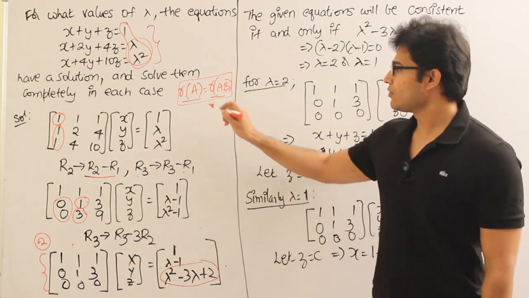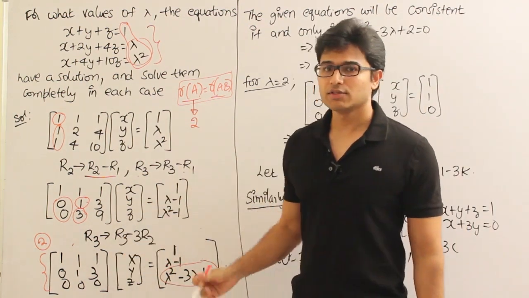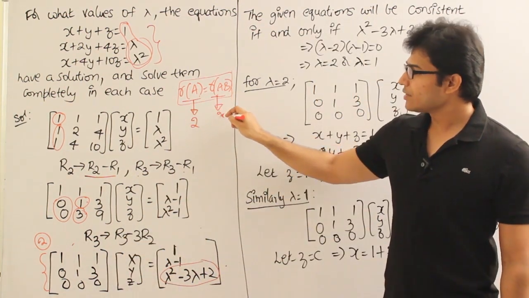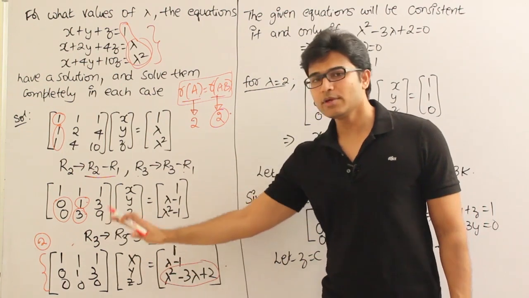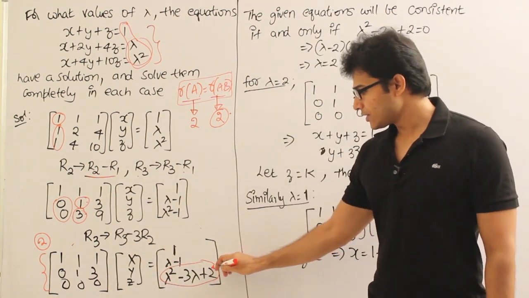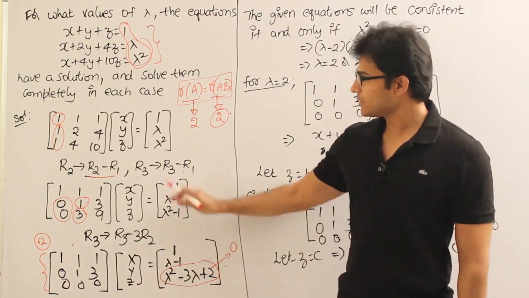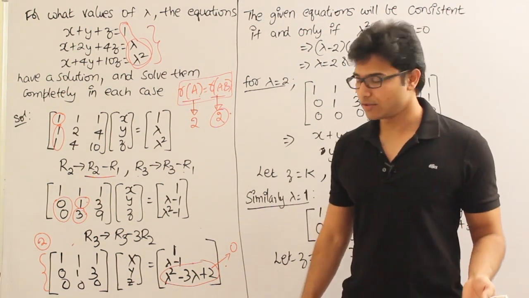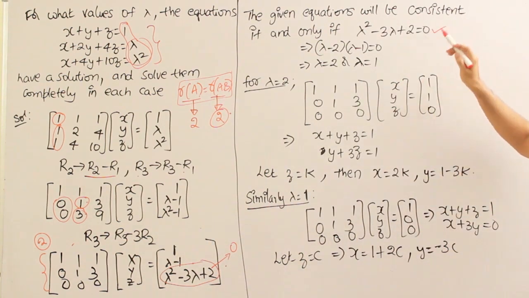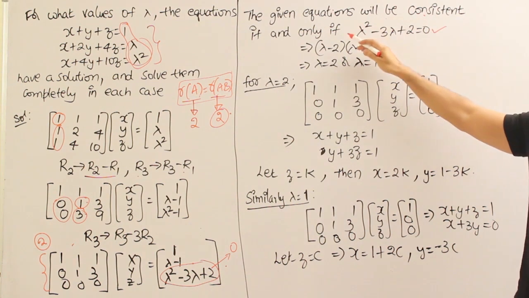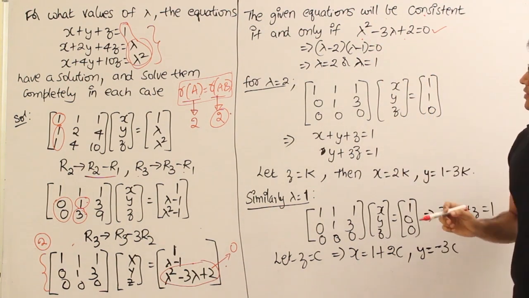Are you following it? Now we found that rank of A is equal to 2. What should be the rank of AB for this to have a solution? It should also be equal to 2, right? If it has to be 2, then the number of non-zero rows in the total AB has to be 2. Therefore, this one has to be 0, then only the non-zero rows will be 2, otherwise it will be 3. So for this system to have any solution, this one has to be 0. For that reason, I am equating it to 0. Given equations will be consistent if and only if this one is 0. Consistent means at least one solution. So I equate it to 0.